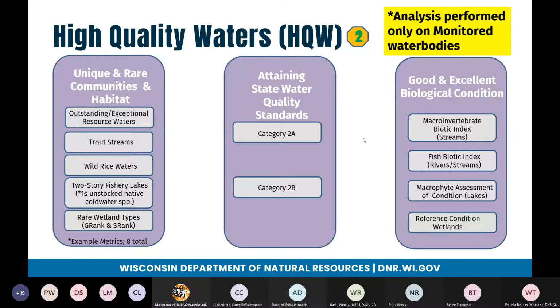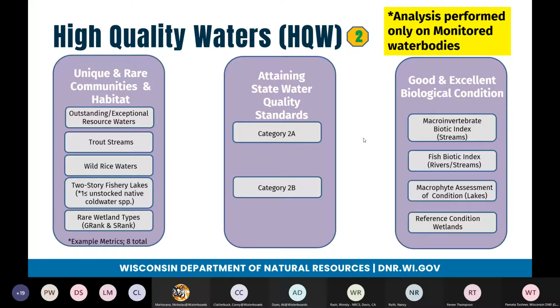As far as high quality waters, again, this analysis was performed only on monitored water bodies, and I previously shared there are these 3 overall criteria categories. On the left is the first. We have unique and rare communities and habitat. Listed here are some examples of the types of water bodies that we looked at. So outstanding and exceptional resource waters, trout streams, wild rice waters, 2-story fishery lakes, and rare wetland types are some examples. The second criteria category is attaining state water quality standards.